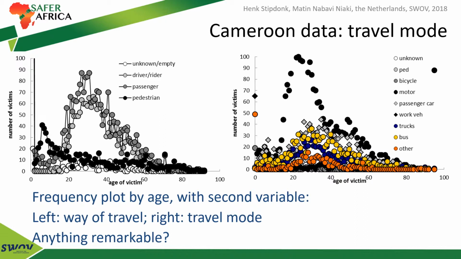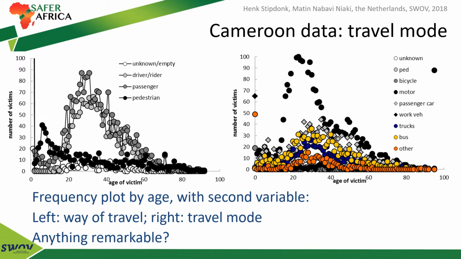Further, we see that pedestrians in the black dots are often involved in a crash when they are young, much more than when they are older. And of course, it's not very surprising because pedestrians of 5 years of age have no other means of transport, at least by themselves. So they're on the road as a pedestrian, but not so much as a car driver or a motorcycle rider.